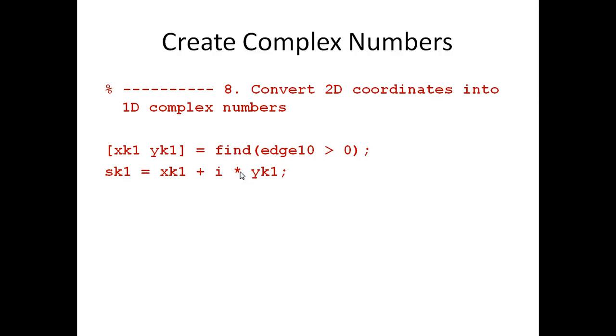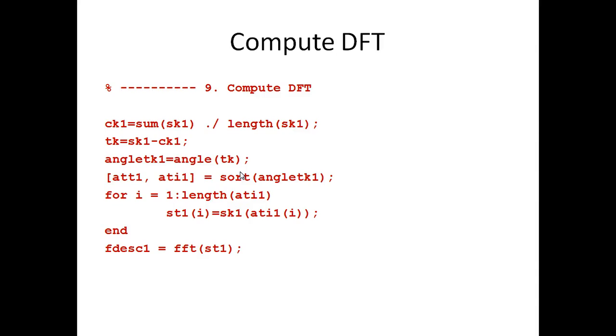Convert the 2D coordinates into 1D complex numbers. There's your code: S of k equals x of k plus i times y of k, right out of the textbook. We compute the discrete Fourier transform. The very last line, we just used the Matlab code for that.